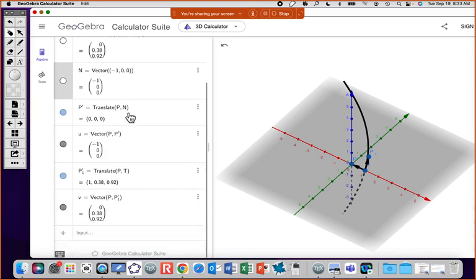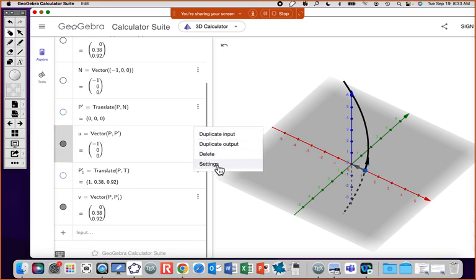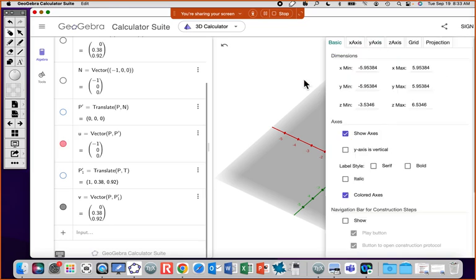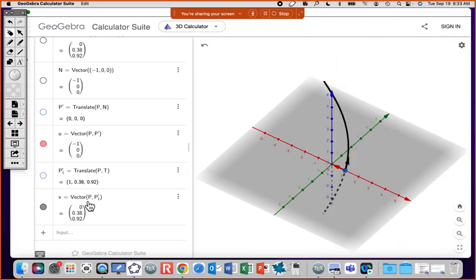We'll take these off. And so it creates P prime, translating P by N. So this starts at P, goes N, that gives you the new point P prime, and then it creates the vector. So let's graph this in red, say, so it's a little more vibrant. And then this is the translation of the tangent vector.